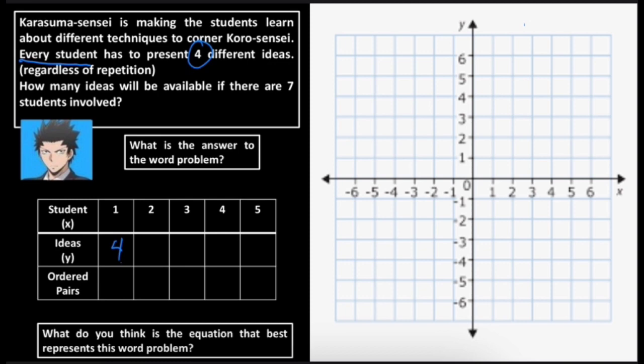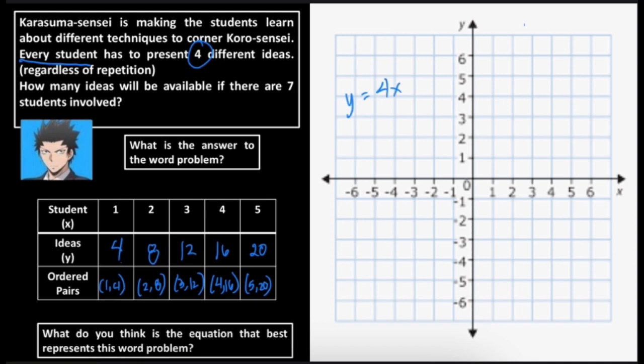Then if there are 2 students, there will be 8 all in all. There will be 12 all in all for 3. This will be 16, and this will be 20. So our ordered pairs are as follows: 1, 4, 2, 8, 3, 12, 4, 16. Then we can have 5, 20. So if ever you're struggling with answering the word problem, you can create the equation first. We notice that the pattern is multiples of 4. So we could say that the equation is y is equal to 4x.